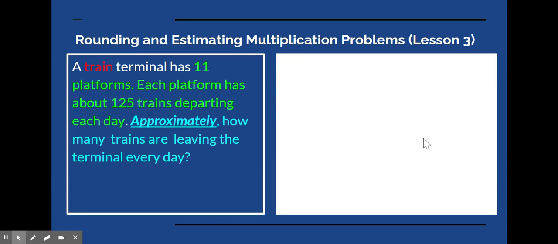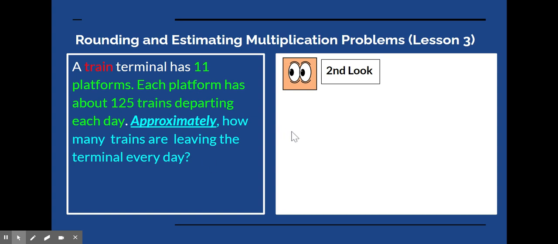Now we are moving on to our second look for our word problem. A train terminal has 11 platforms. Each platform has about 125 trains departing each day. Approximately how many trains are leaving the terminal every day? In our second look, we are drawing a model that represents our word problem.